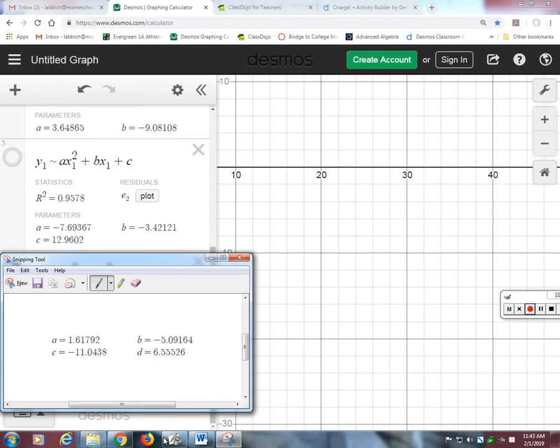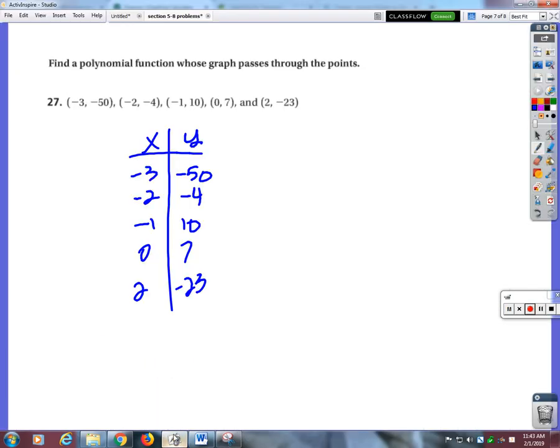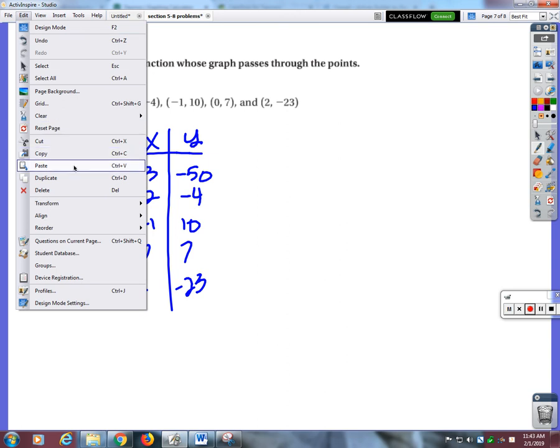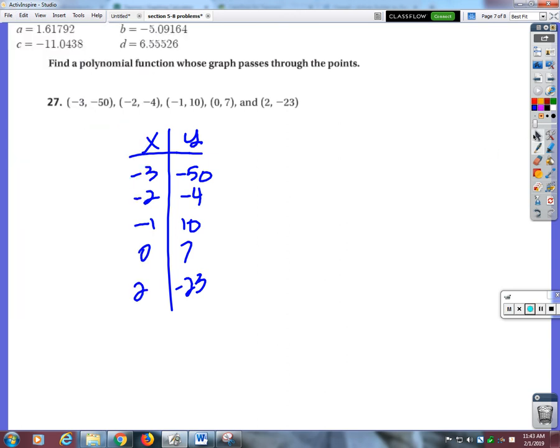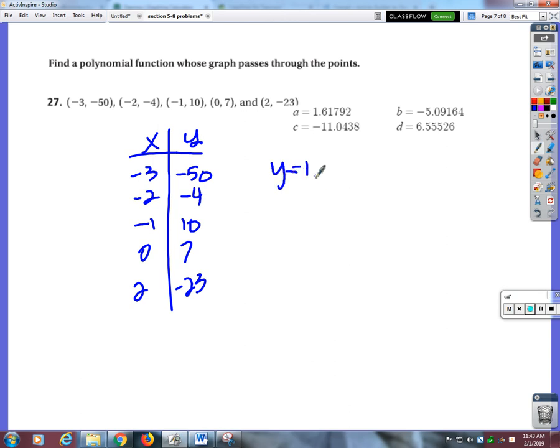So what your answer for 27 would be: y equals 1.62 x cubed minus 5.09 x squared minus 11.04 x. Yes, ma'am, it is. That's why I feel like Jessica and Peyton can successfully take the quiz today.